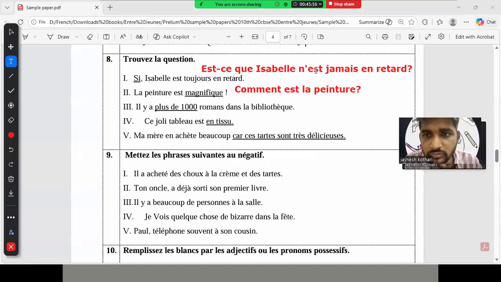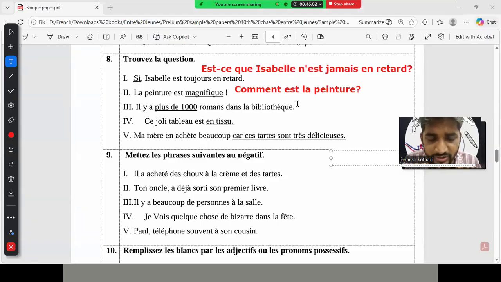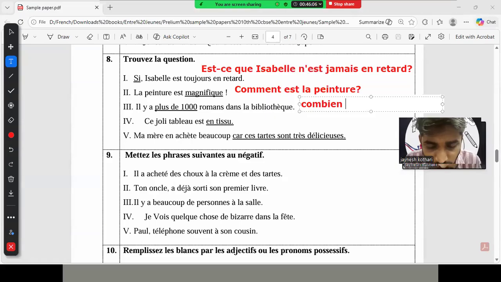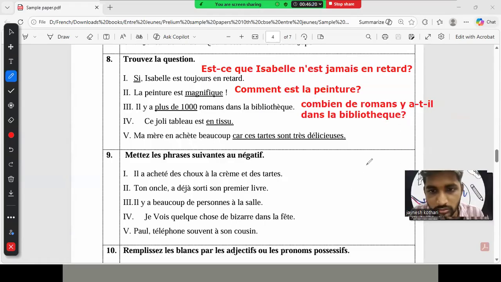Yeah. Bye, sir. Bye-bye. Next, after that, third one. There are more than 100 novels in the library. I'm going to ask "combien de", okay? "Combien de romans y a-t-il dans la bibliothèque?" How many novels are there in the library?